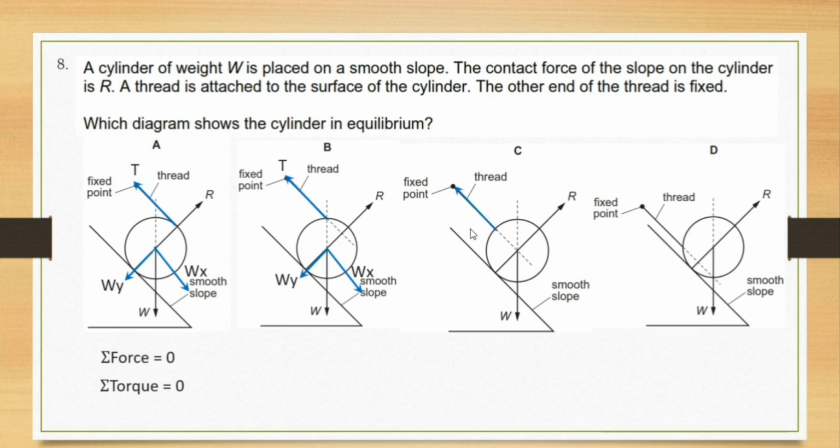What about C? We have tension here, we have the x component of weight and the y component of weight. And here we can see that this tension will not create torque on the system. So I guess this one can be in equilibrium when R is equal to the y component of weight, and when this tension is equal to the x component of weight, then this will be in equilibrium. So the answer is C.